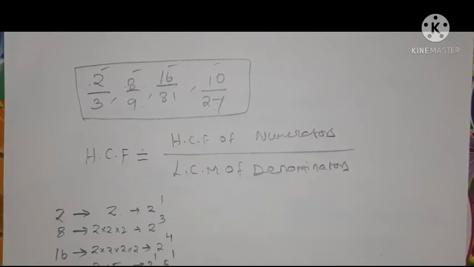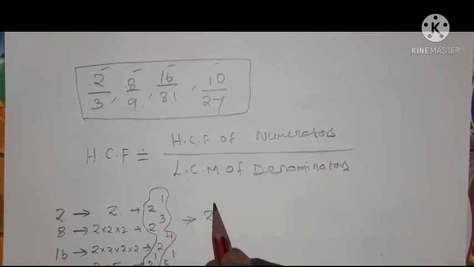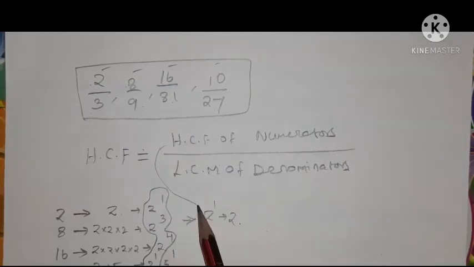Right? So look at the powers. We should identify the least powers of the common factors. The common factor is 2, where the least power is 2 power 1. Hence, the HCF of the numerators is 2 power 1, which is equal to 2. So the HCF of the numerators we found here is the value 2.